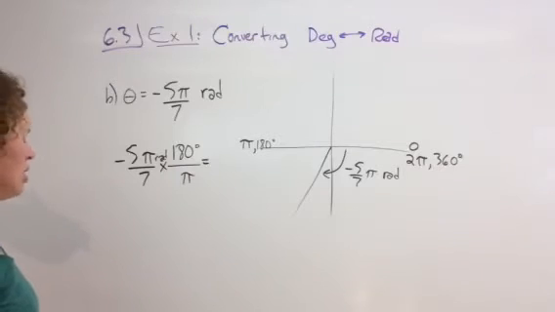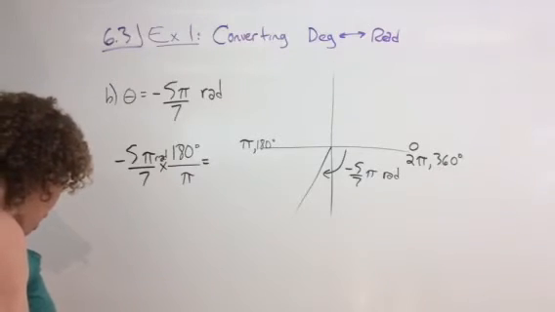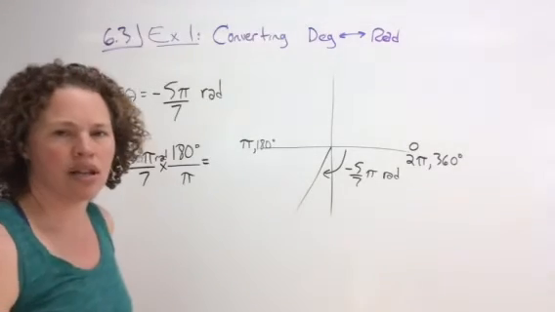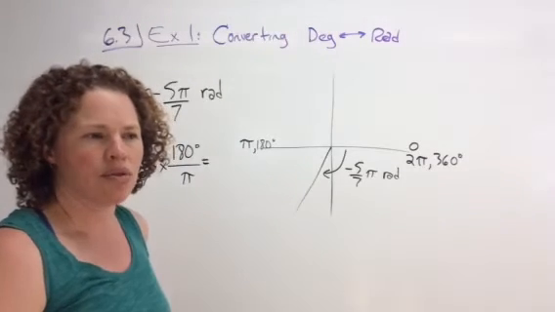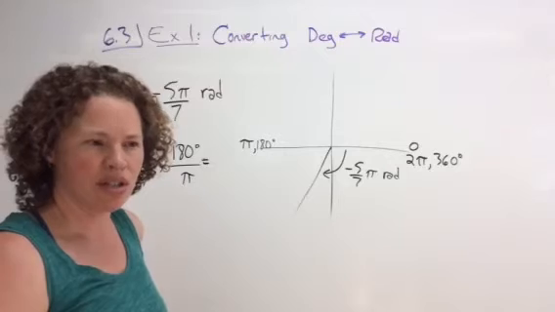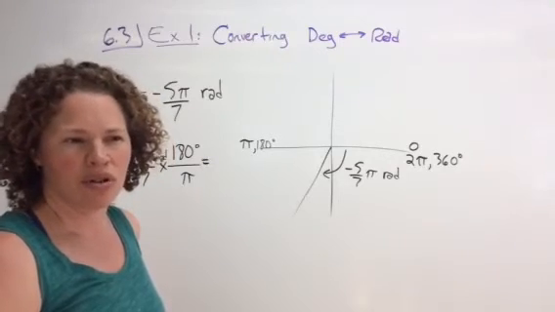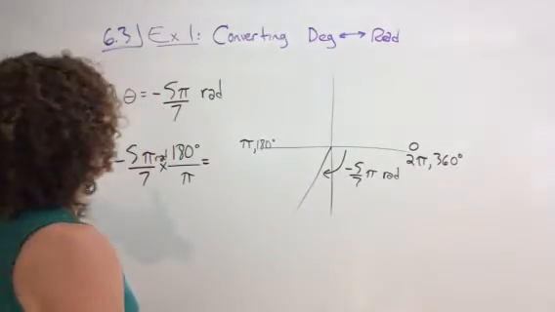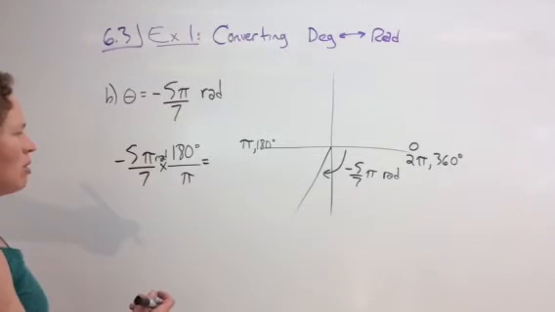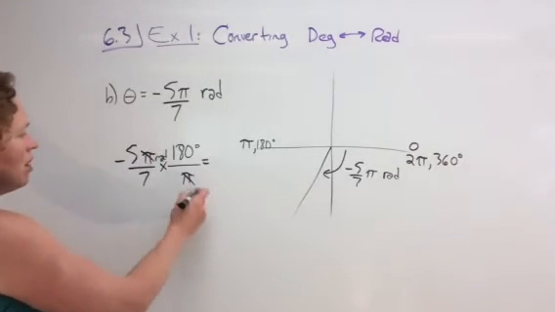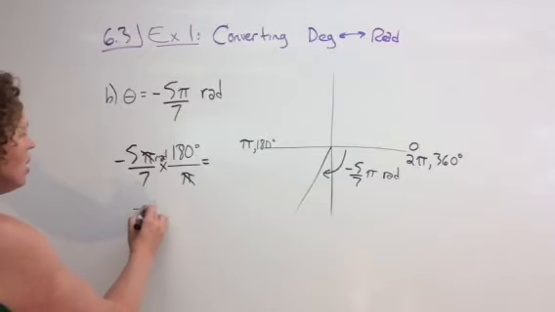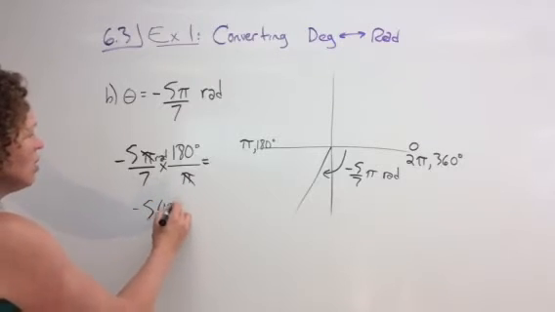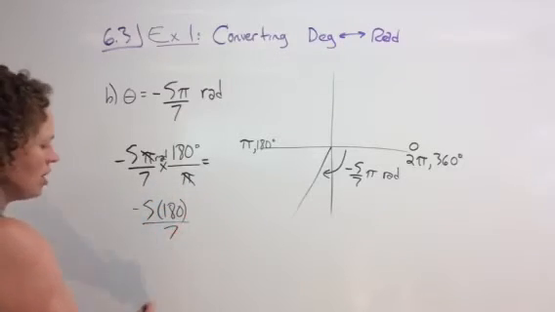And in this one, it actually says determine it to the nearest tenth of a degree. So as soon as they say determine it to the nearest tenth of a degree, they actually want you to solve it. So we're going to go through and simplify it as much as we can first. So I've got a pi here and a pi here. Those cancel out. Now I've got negative 5 times 180 over 7.